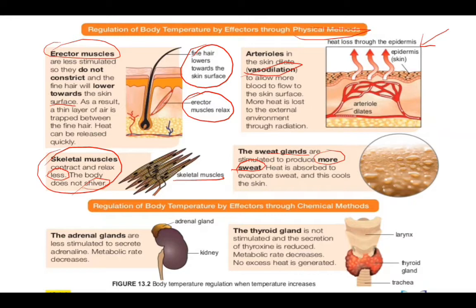So ini physical method. How about chemical method? Chemical method, the adrenal glands, remember this is our kidney. So di sini ada adrenal gland, are less stimulated to secrete adrenaline. So kita punya metabolic rate juga decreases. And our thyroid gland is not stimulated, and the secretions of thyroxine also reduce. So metabolic rate decreases. No excess heat is generated. So ini cara untuk mengawal ataupun bring back the high body temperature to normal temperature.